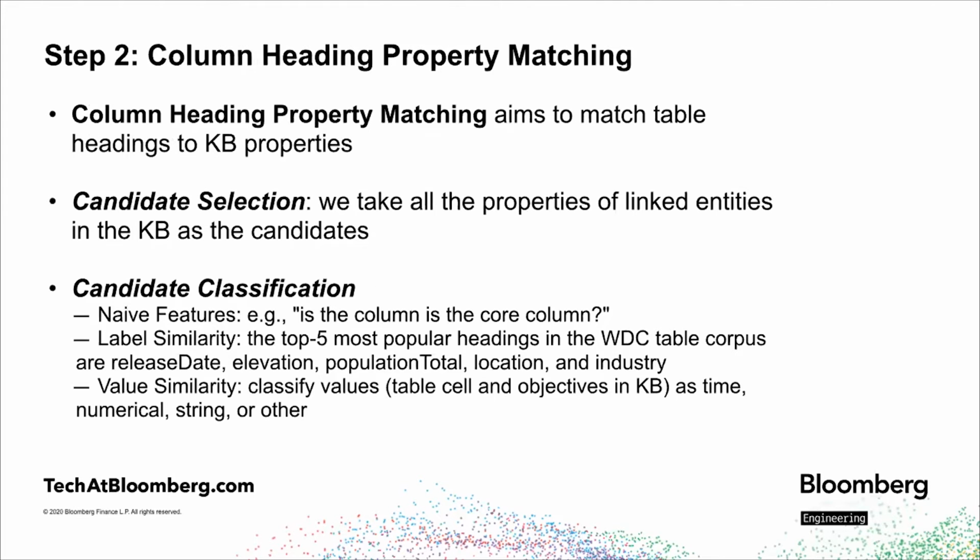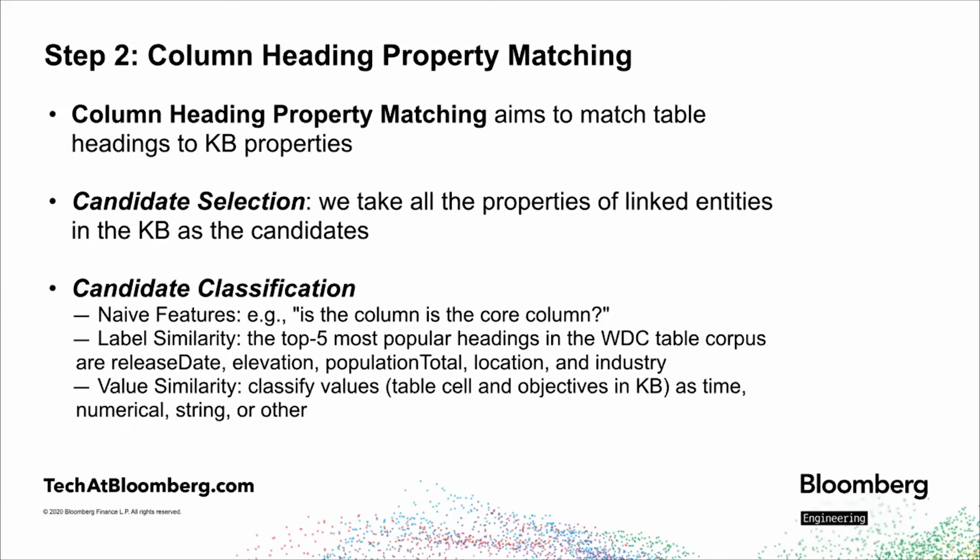The second task is doing something similar, but in a different direction: column heading property matching. It aims to match table headings to KB properties or predicates. This step actually relies on the results of entity linking. So in the candidate selection stage, we take all the properties of linked entities in the KB as candidates. For example, taking the hospitals: for the first hospital, we might get its properties in the KB, like number of beds. And for the second hospital, we might get revenue.